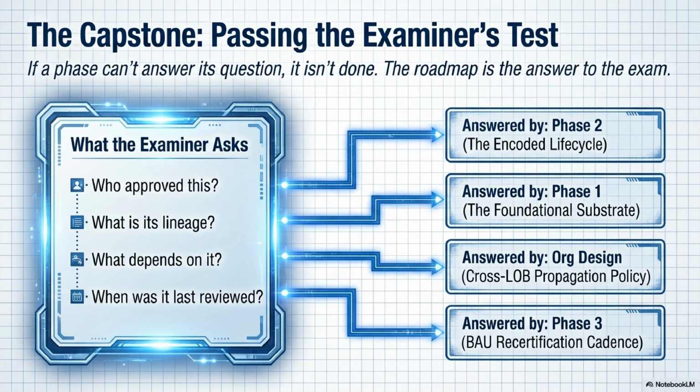One way to check your roadmap is honest: walk the examiner's 4 questions. Who approved this? That's your Phase 2 lifecycle. What's its lineage? Phase 1 substrate. What depends on it? Your propagation policy. When was it last reviewed? Phase 3 recertification. If a phase can't answer its question, it isn't done. The roadmap is the answer to the exam.